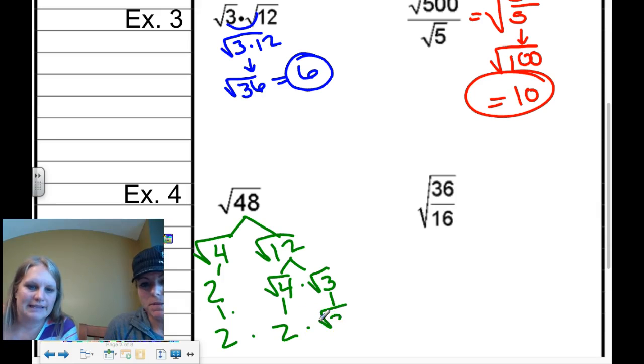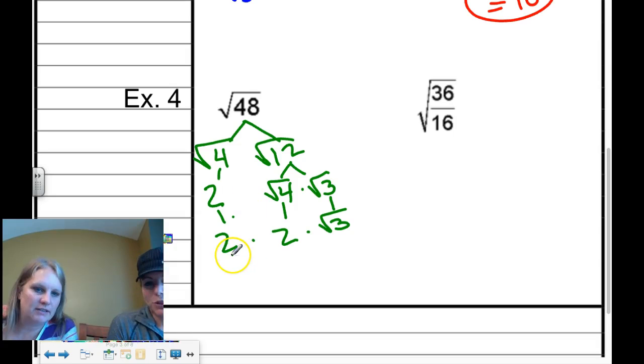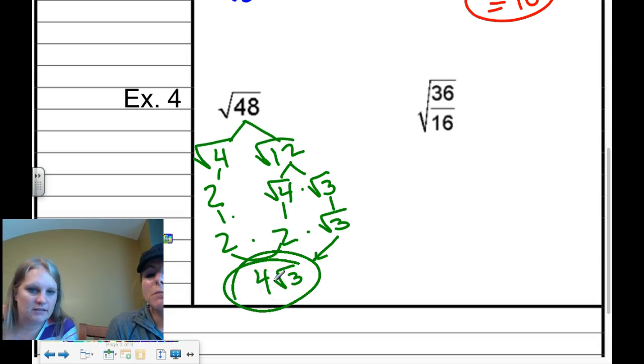Now I'll give her a little more room there. So now I can multiply my whole numbers together. 2 times 2 is 4. And bring down my square root of 3. Yes, and that's our answer. And the reason Miss Boyd can multiply 2 times 2 is they both are outside of the radical. They're no longer underneath the radical.